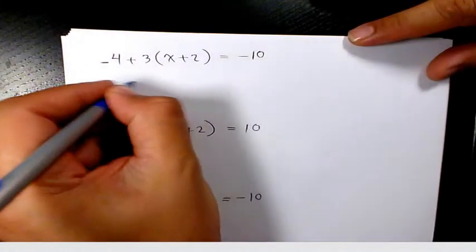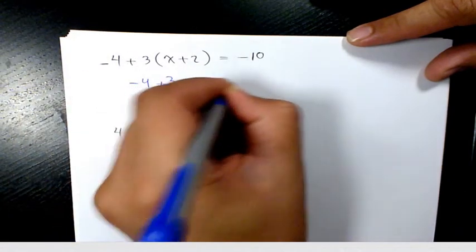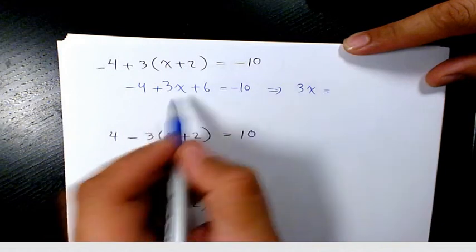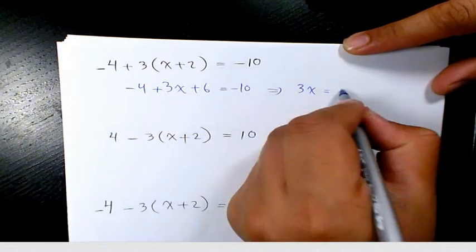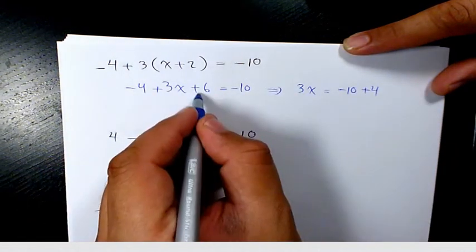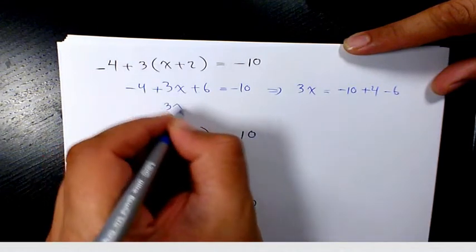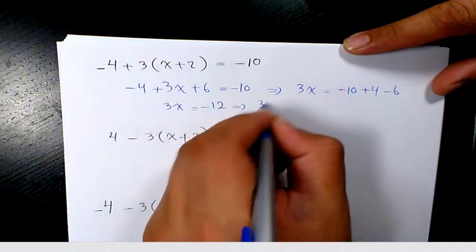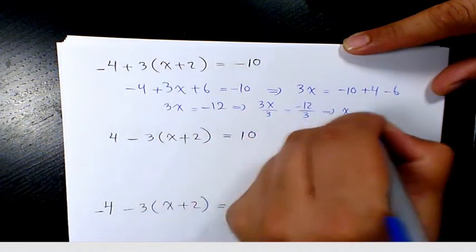Next one, negative 4 plus 3 times x, 3x, 3 times 2, 6 equals negative 10. So we can keep 3x on the left hand side and the rest are the constants. Negative 4, negative 10, I keep it like that. Negative 4 when you move it to the other side is positive. Positive 6 is going to be negative. So it's going to be 3x equals negative 12. So 3x divided by 3 equals negative 12 divided by 3. So x will be negative 4.